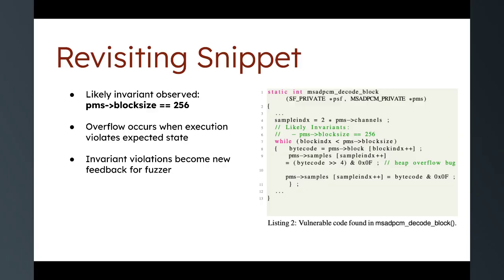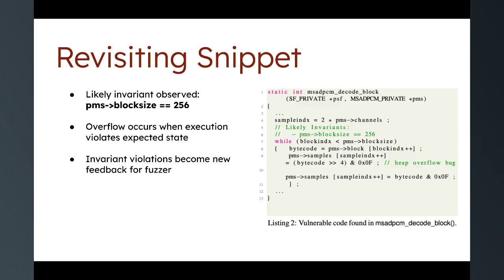However, the heap overflow error only happens when execution enters a state that violates those expectations. For example, unusual relationships between variables such as the block size and sample index. Again, from a control flow perspective, nothing changes. The same loop executes and the same edges are taken every time. But when looking at program state, execution has entered a new and unusual region.